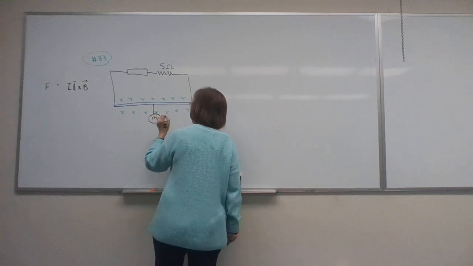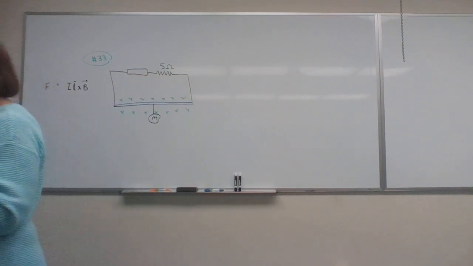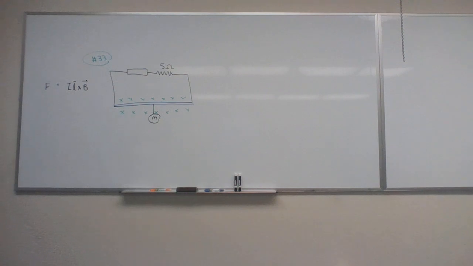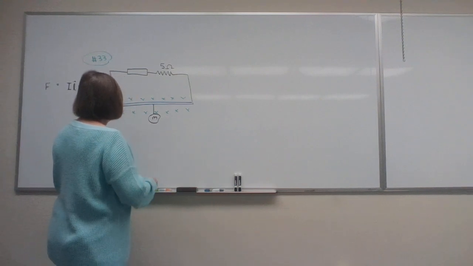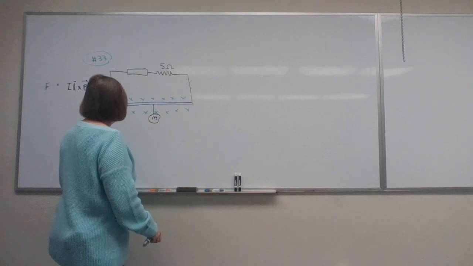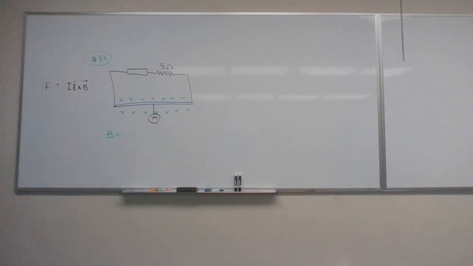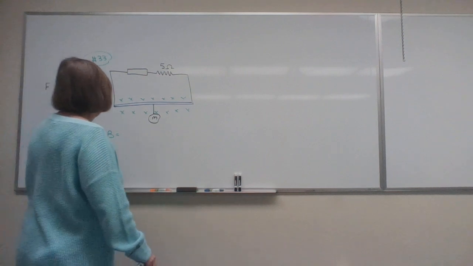Pull that down. I want to read the problem now so we're sure we're all looking at the same things. It says the circuit shown is used to make a magnetic balance to weigh objects. The mass M to be measured is hung from the center of the bar that is in a uniform magnetic field of 1.50 Tesla directed into the plane of the figure. So our B is 1.50 Tesla.